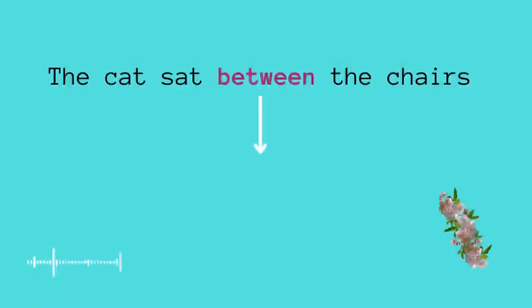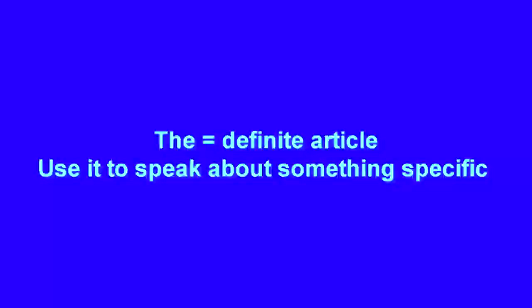The cat sat between the chairs. So we are using between. What does that mean? We are referring to two specific chairs. And why are we using specific? Because here we have the chairs. So when you have the in the sentence, you need to refer to specific chairs because the is considered to be definite article. What is the meaning of definite? You need to use definite articles when you speak about specific nouns that you and the listeners know about.